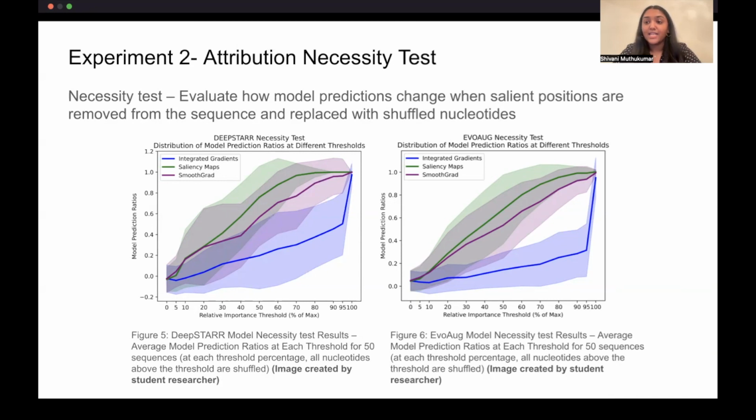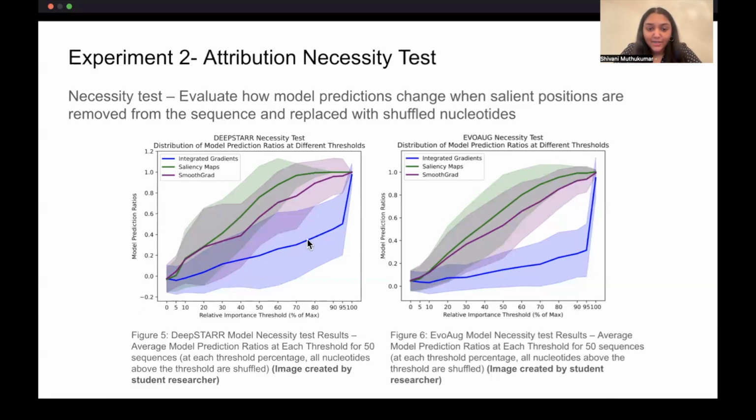One thing I want to mention is that each of the three attribution methods, integrated gradients, saliency maps, and SmoothGrad, they all have different metrics and values for calculating importance. And to address this, I established a set of 13 different thresholds that represent percentages of that method's maximum value. So a threshold of 50 represents a value that is 50% of that method's maximum value.